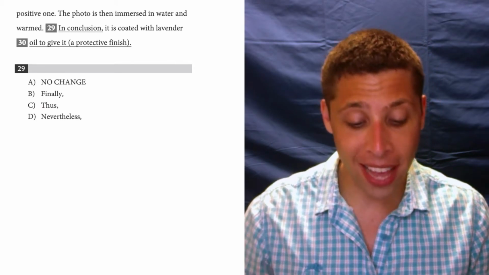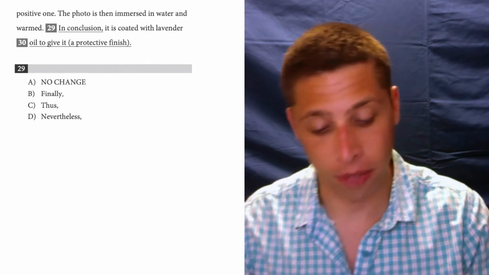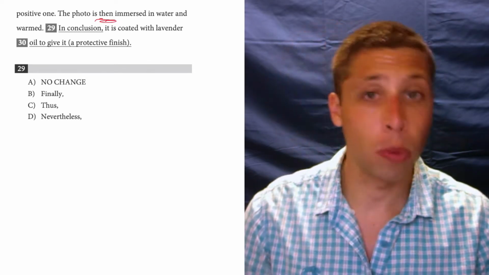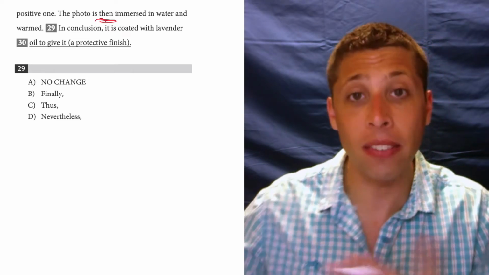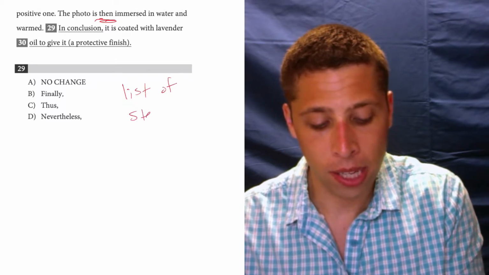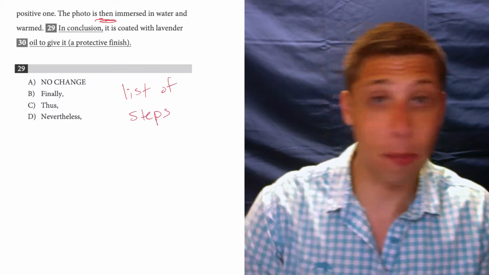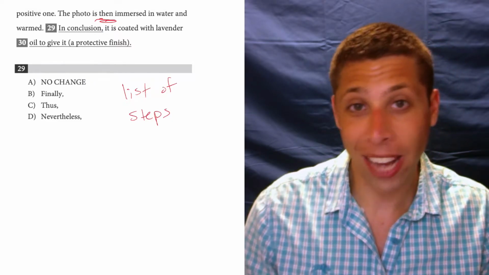The photo is then immersed in water and warmed. It is coated with lavender oil to give it a protective finish. That word then is doing a lot of work for us here. And if we had the whole paragraph, which I purposely left out, we'd see even more that this is a list of steps, right? So we just ended the paragraph, which means we ended the list. So we want to end the list of steps.